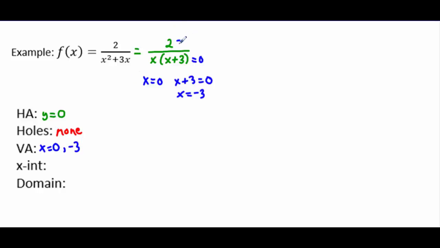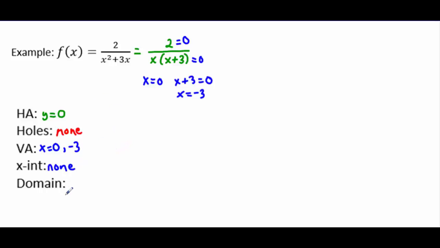On top, we set the top equal to 0 and solve, and that gives us our x-intercepts. Now this is a weird situation where I have a number equals 0, because 2 does not equal 0. Even if it did, there's not an x to solve for. When you have a number equals 0, that means there's not an x-intercept. So this would be none.